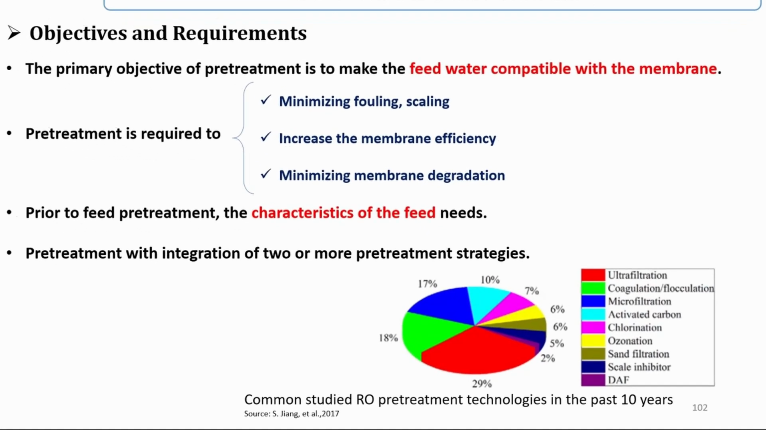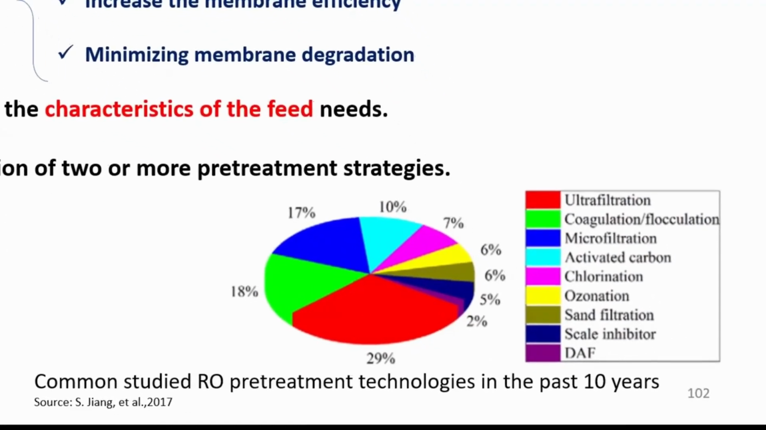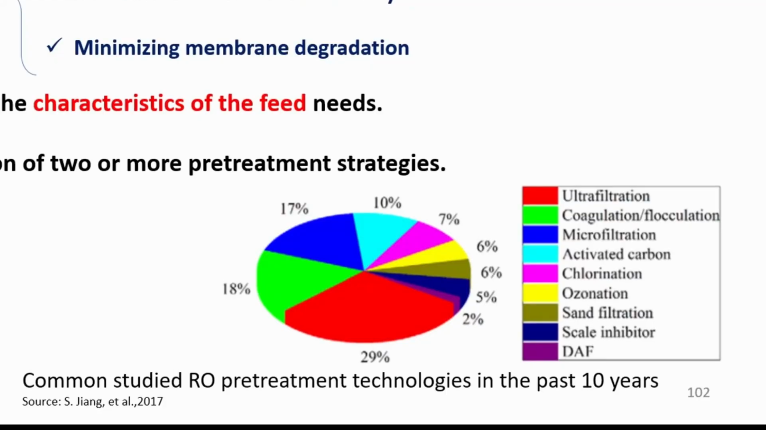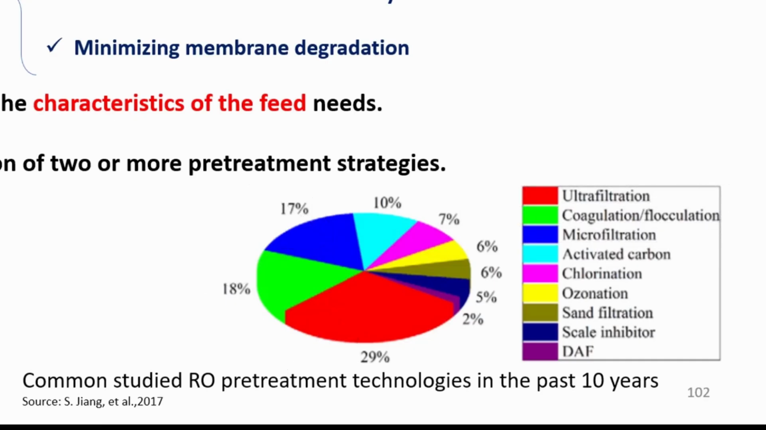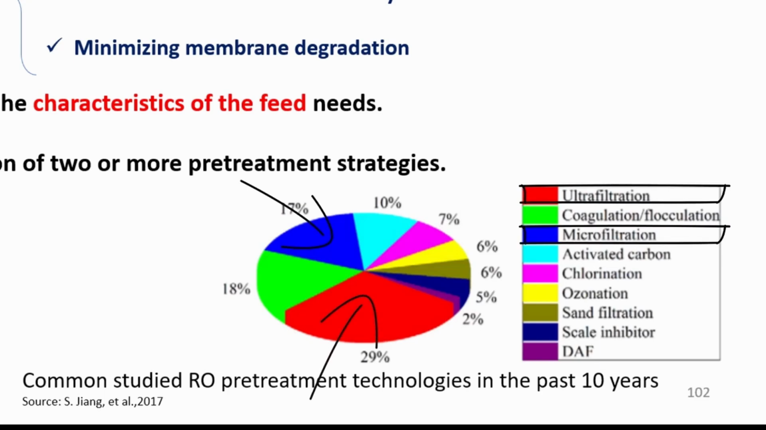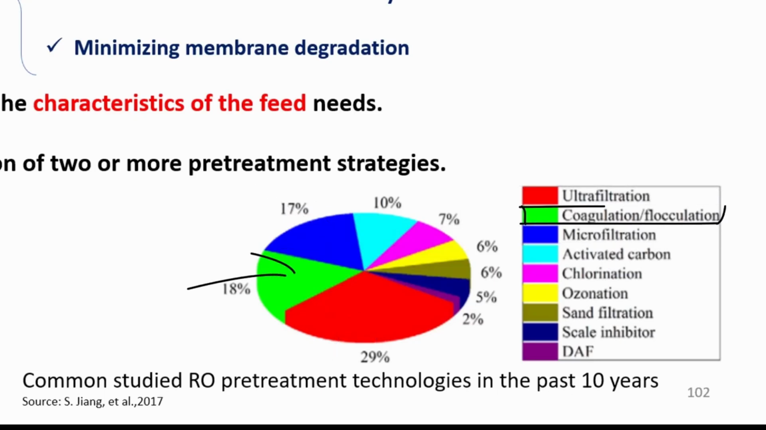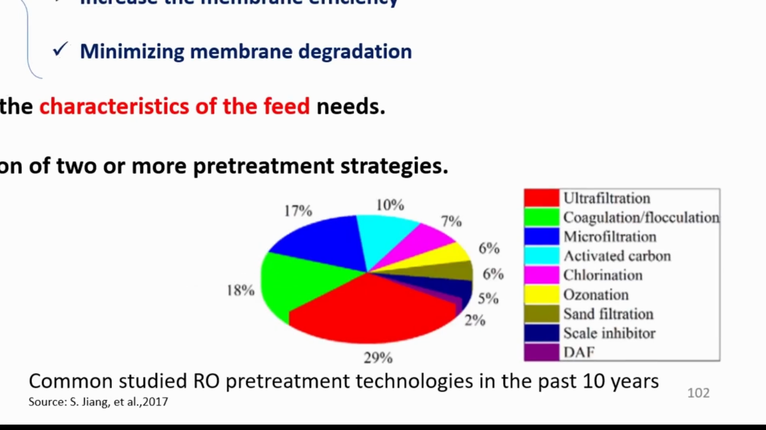You can see in this figure the commonly studied reverse osmosis pretreatment technologies in the past 10 years. As shown in this figure, ultrafiltration, coagulation, flocculation, and microfiltration are the three technologies that have been most studied by researchers as reverse osmosis pretreatment methods. In fact, ultrafiltration and microfiltration as pretreatment of reverse osmosis are becoming more and more popular in recent years. Coagulation and flocculation have long been used as a pretreatment method for not only reverse osmosis but nanofiltration and other technologies as well.